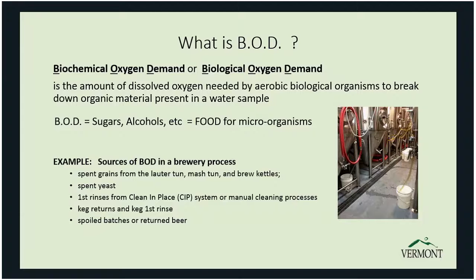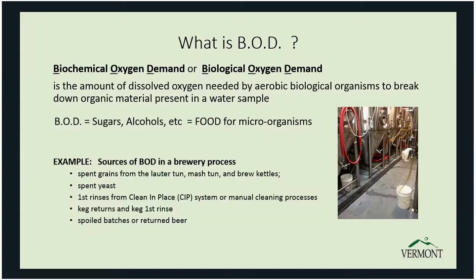And just in this example here, I've listed some sources of BOD in a brewery process. So spent grains and yeast, rinses from clean in place systems, anytime that they're washing keg returns or rinsing, or spoiled batches of or returned beer that might go down the drain. So this is all leading to the next slide, which will continue to focus on brewery wastewater. This is an industry that's growing heavily in Vermont, and one that we have focused on.